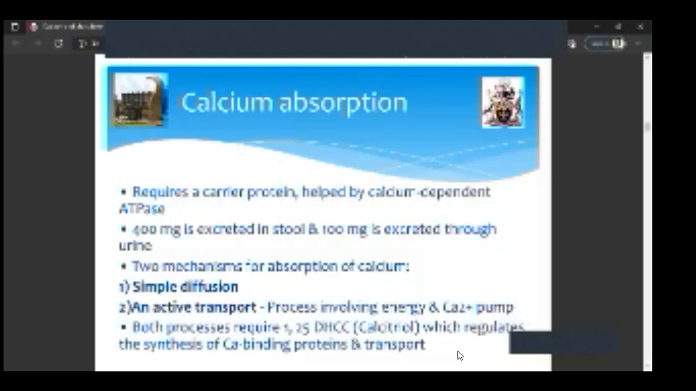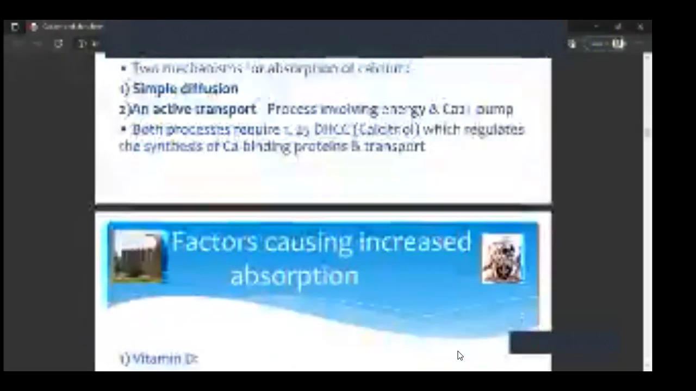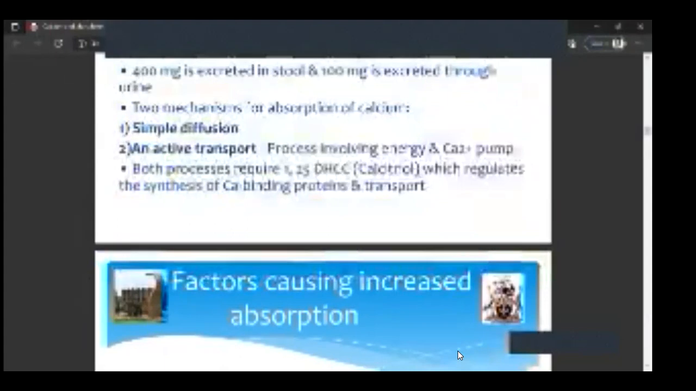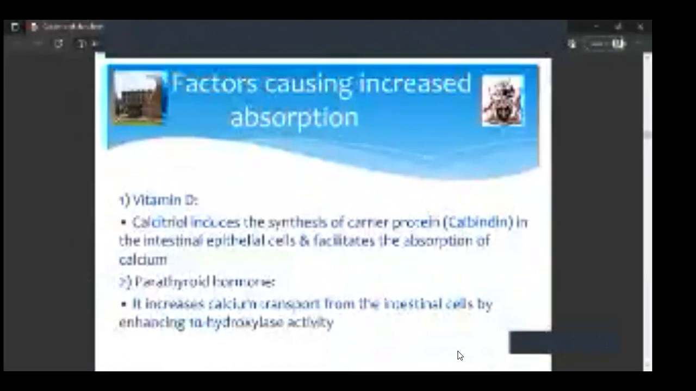So what factors will increase absorption of calcium? We have several factors listed here, and these are important to note because when you think about how to improve absorption of calcium in a patient, these may be some of the approaches or suggestions the patient can use to increase the amount of calcium they're taking in. One of them is vitamin D or calcitriol, which induces the synthesis of calbindin, a carrier protein in the intestinal epithelial cells, and this facilitates the absorption of calcium.